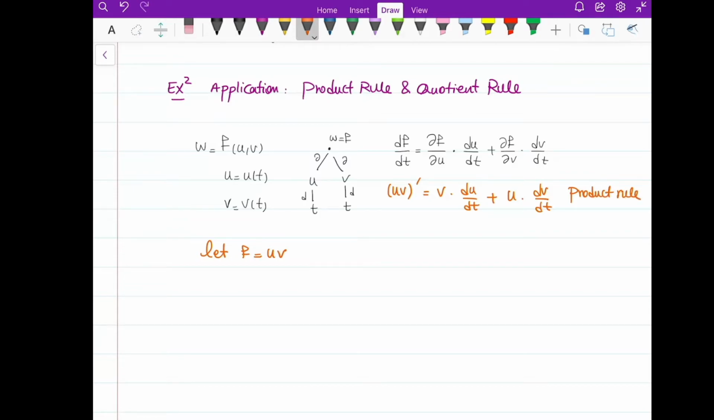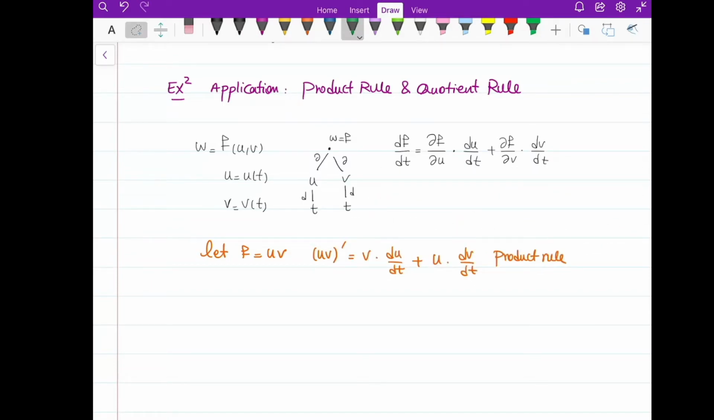Okay, now let's say that I have this situation. Let f be u over v. If we have u divided by v, then what would the derivative of that be?